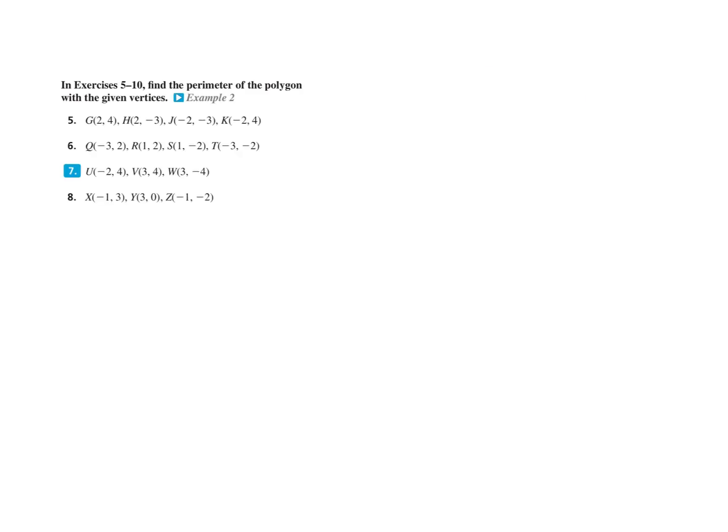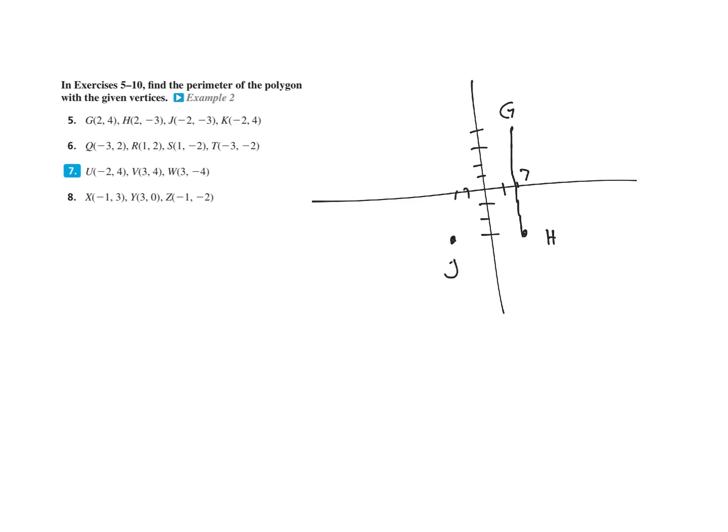Now we have to plot all of these, or you're going to have to find the distances between them. I think if you plot some of these, it'll be easy to count. So 2, 4 is G. H is at 2, negative 3. All right, so what is that? 1, 2, 3, 4, 5, 6, 7. J is at negative 2, negative 3. And stop right there. You can go from H to J by going 1, 2, 3, 4. And then K is at negative 2, 4. So there we have all of it.